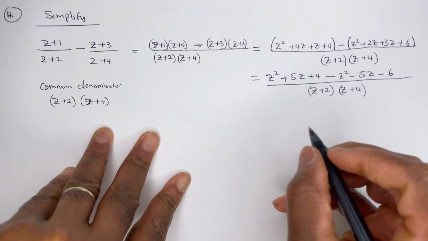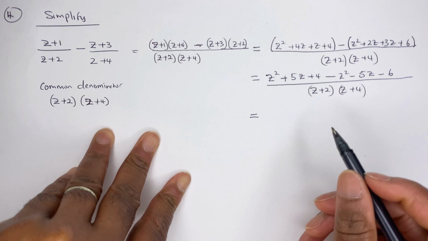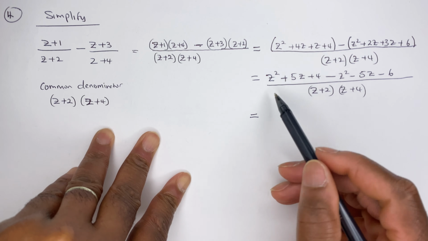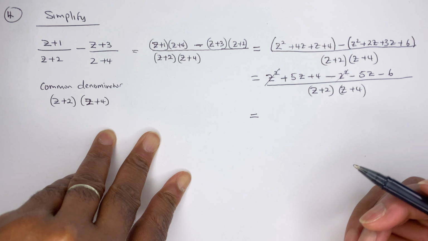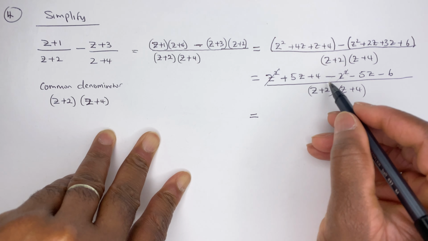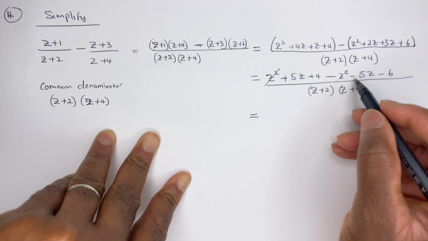So that equals, well, z squared minus z squared, that's gone. They cancel out. Plus 5z minus 5z, that's gone. They cancel out. And I've got plus 4 minus 6 is minus 2 over z plus 2, z plus 4. So that's the simplified version of that.